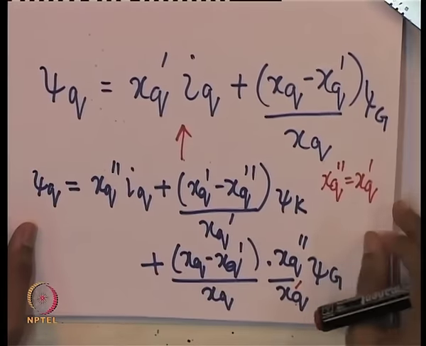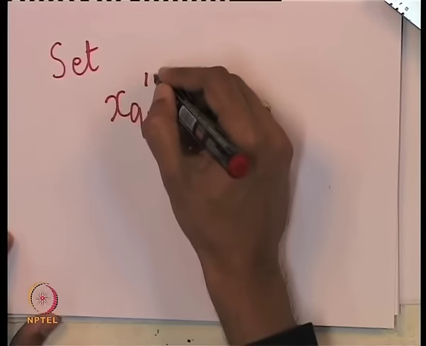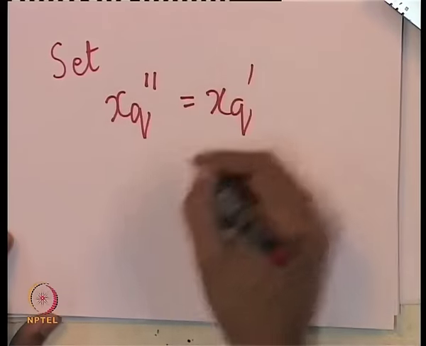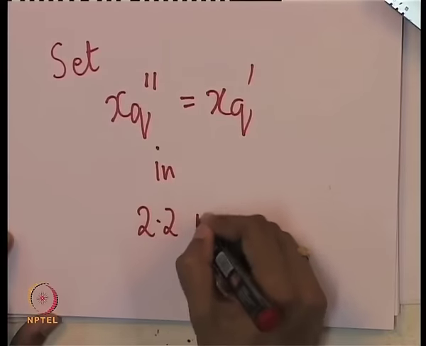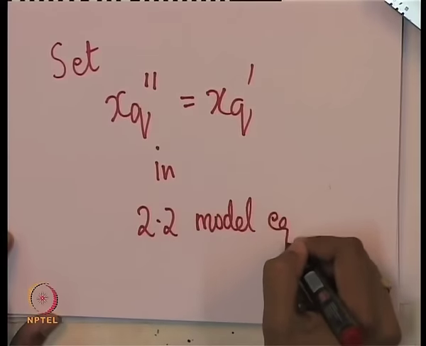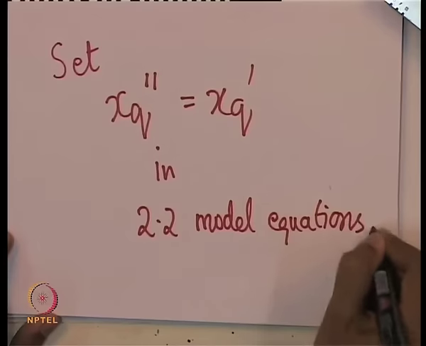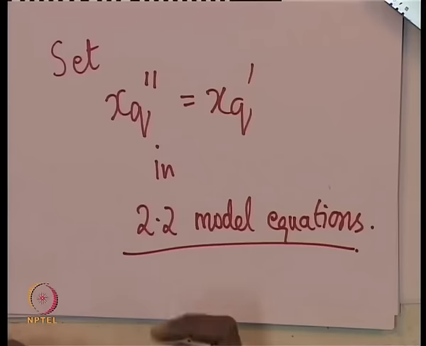So, an interesting observation here is that if I want to go from the 2.2 model, that is the original model with 2 dampers on the q axis, to 1 damper winding on the q axis, then what you can do actually is simply set x q double dash equal to x q dash in the 2.2 model equations.